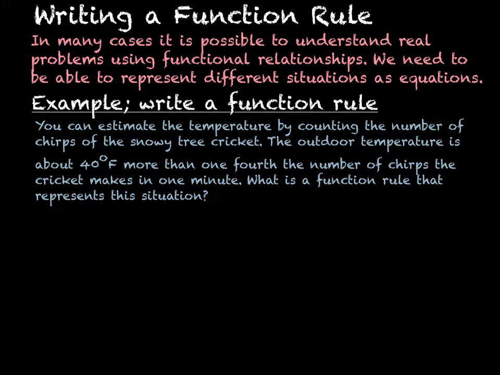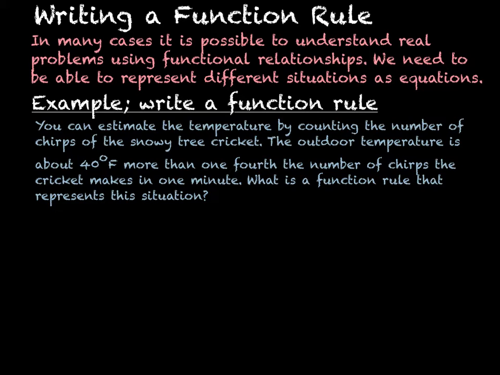Writing a function rule. In many cases, it is possible to understand real-world problems using functional relationships. We need to be able to represent different situations as equations. In this first example, you can estimate the temperature by counting the number of chirps from the snowy tree cricket. The outdoor temperature is 40 degrees more than 1/4 the number of chirps the cricket makes in 1 minute.